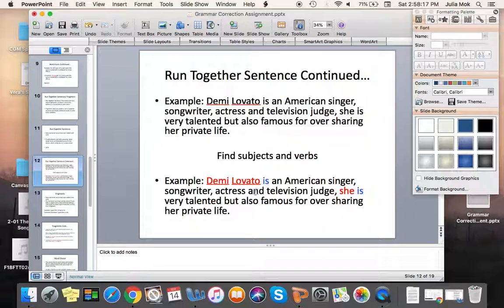And I did that below. Our subject here is Demi Lovato, and our first verb is "is." And notice, subjects and verbs always like to stick together. A lot of times language teachers call these subject-verb pairs because where you find one, you always find the other. They really like to be next to each other. Next subject and verb pair is "she is." And those are our only two subject and verb pairs.